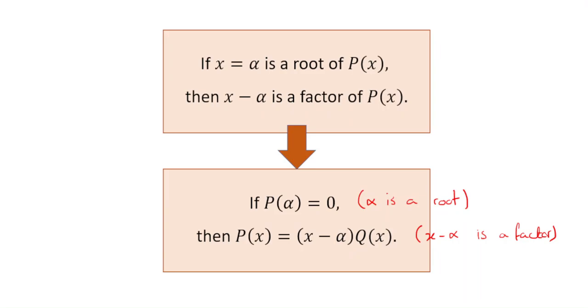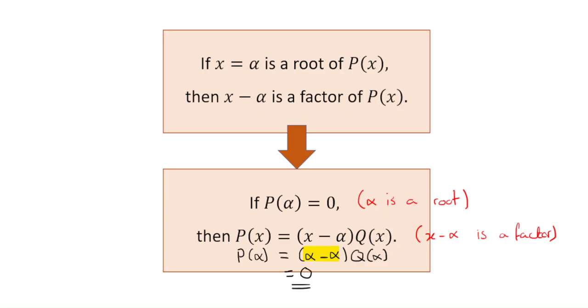And this should also make sense, because if you just follow through with this, let's say that we're saying that alpha is a root. Well, let's just substitute alpha into this polynomial. We find P of alpha is equal to alpha minus alpha times q of alpha. And of course, alpha minus alpha is 0. So it doesn't matter what the other polynomial is, because this thing is going to equal 0 anyway, right? So we have definitely got a root. Okay, so if x minus alpha is a factor, we know that alpha is a root, and vice versa.